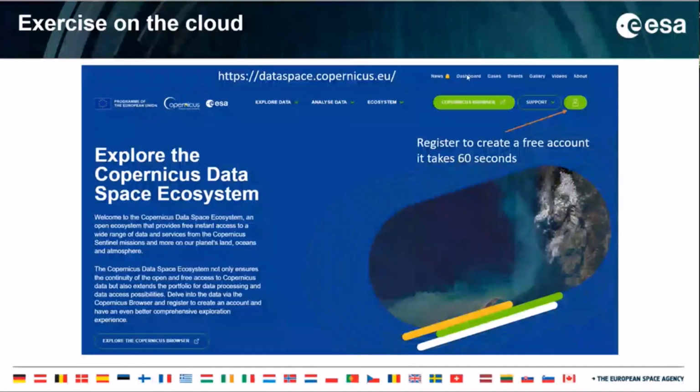You may not know it if you are not registered. You need to register to create a free account. It will take about a minute. They are very fast and efficient, so it will take about a minute to get access to it with a password and an account. So try to register, and I show you here the arrow to register to this Data Space Copernicus.